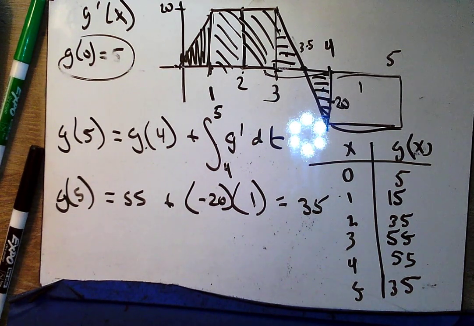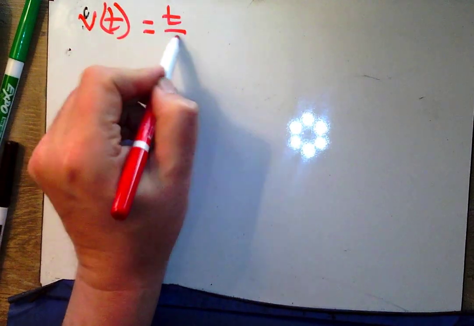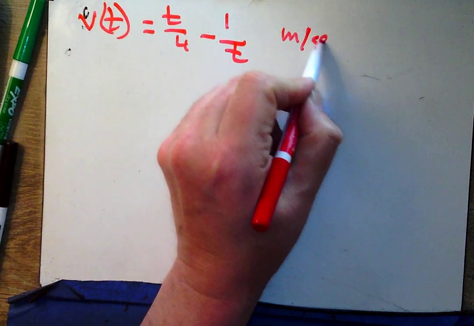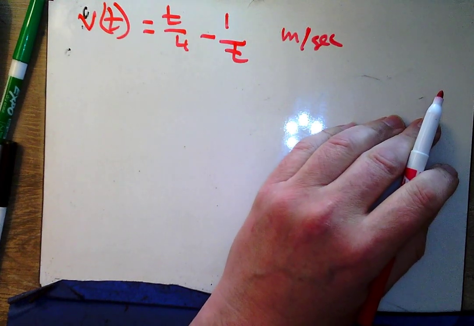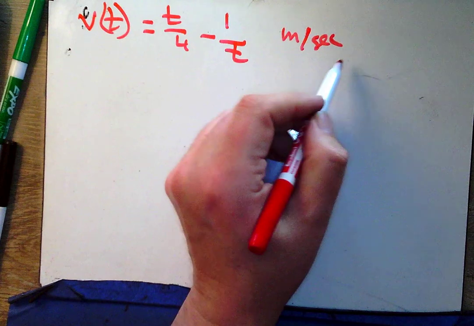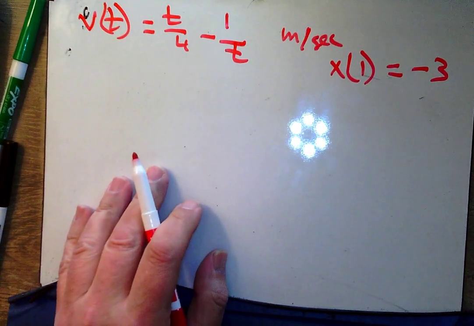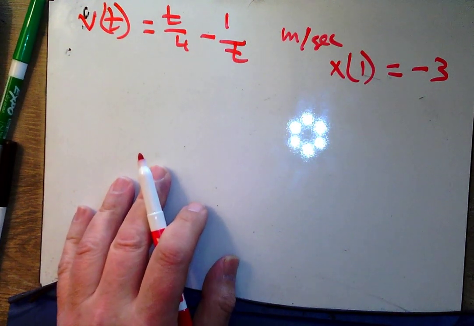A particle moves along a horizontal path. Its velocity for t greater than 0 is given by v of t equals t over 4 minus 1 over t, in meters per second. At t equal to 1, the particle is 3 units to the left of the origin, so x of 1 is negative 3. All right, part A. Find any time when the particle changes direction.